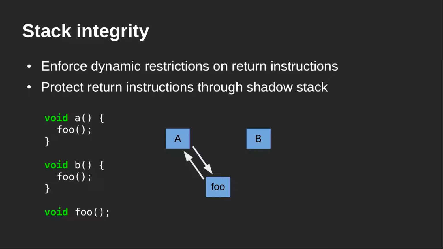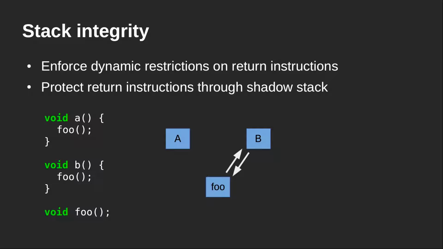On the other hand, if we are calling foo from function B, we can ensure that foo will only be able to return to function B at this point in time. And thereby, we can ensure that the guarantees and the semantics on the programming language level will be upheld by the underlying executing program. And we can guarantee that the control flow never leaves this static, well-defined graph.